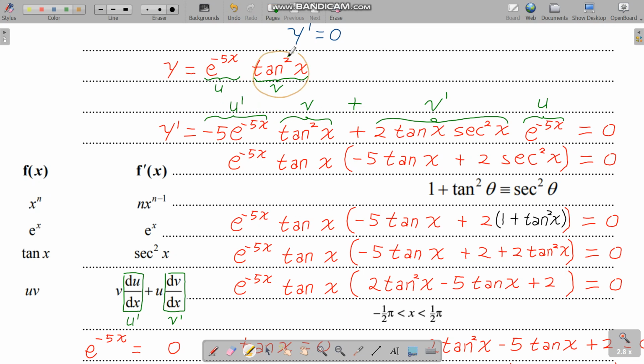The v is tangent squared. Use the power rule, so bring the power down. You have 2 times, and the power is now 1. So 2 times tangent to the power of 1 times the derivative of tangent, which is secant squared. Because of the chain rule, we have to multiply by secant squared, which is the derivative of tangent. Tangent becomes secant squared. Okay, so this is the v prime, and then we solve the equation equals 0.